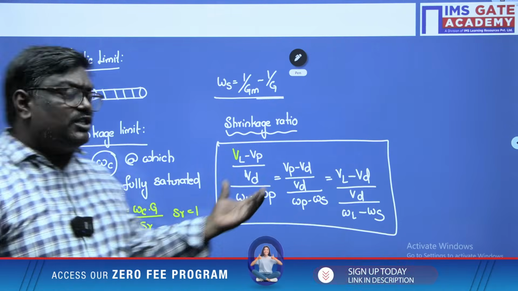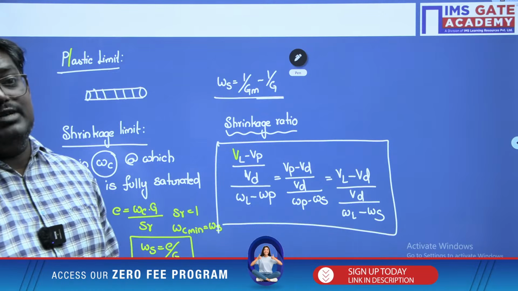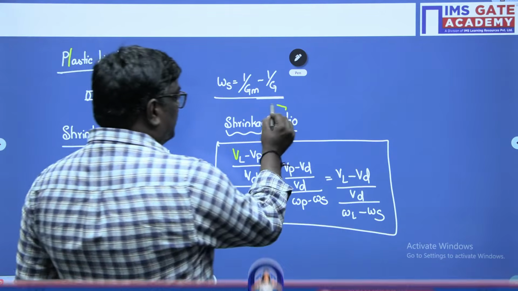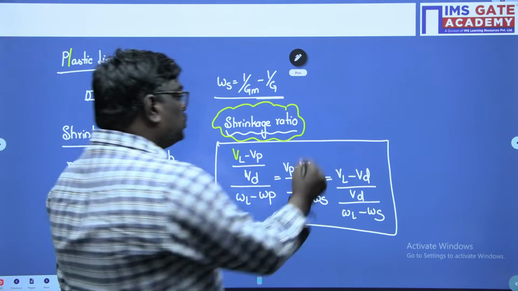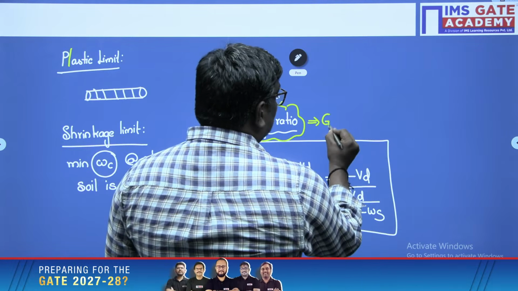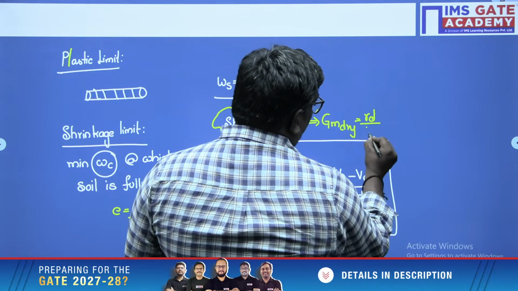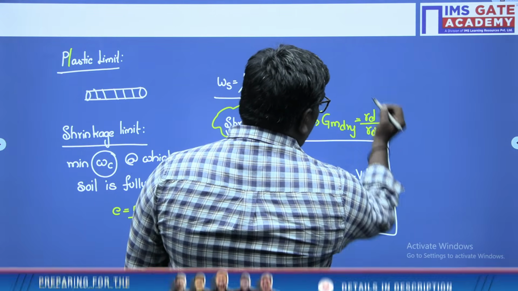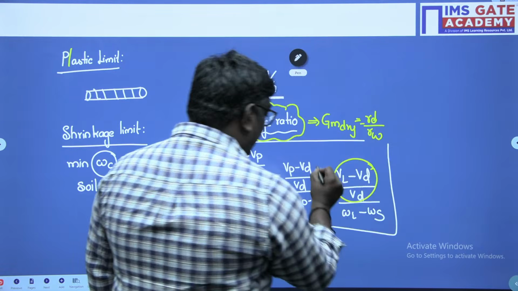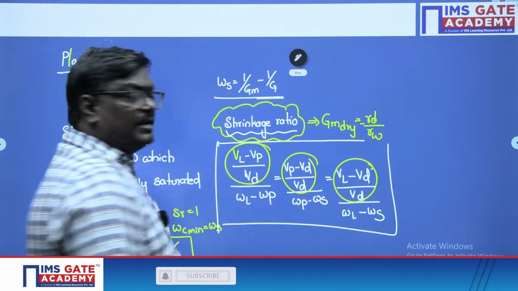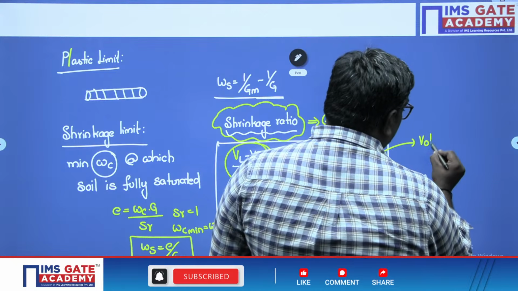So what is shrinkage ratio, sir? Volume change expressed in terms of dry volume to the corresponding change in water contents is nothing but shrinkage ratio. Or shrinkage ratio can also be written as the mass specific gravity in dry state, which can be written as gamma D by gamma W. The numerator part, volume change expressed in terms of dry volume, we call volumetric shrinkage.